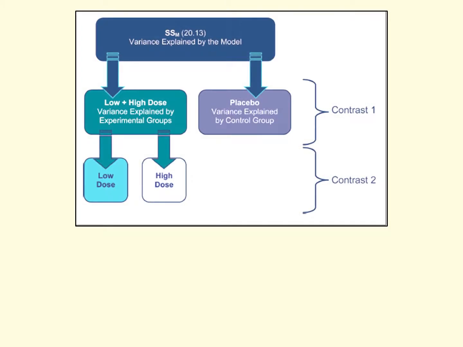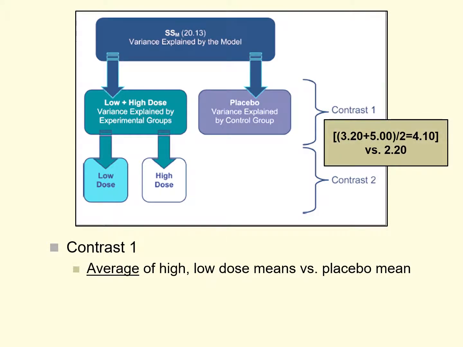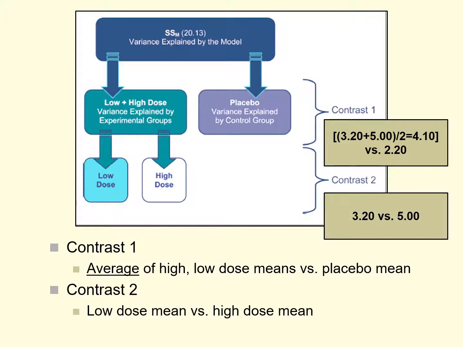In our example, we only have 3 groups, and we're only going to do 2 contrasts, but it works basically the same way. In contrast 1, we're comparing the average of the high and the low dose group to the placebo group. And in contrast 2, we're comparing the low dose group to the high dose group. And you can just see the numbers for those comparisons in the little pull-out boxes. And of course, the whole point of doing these statistical tests is to see whether these differences are statistically significant.